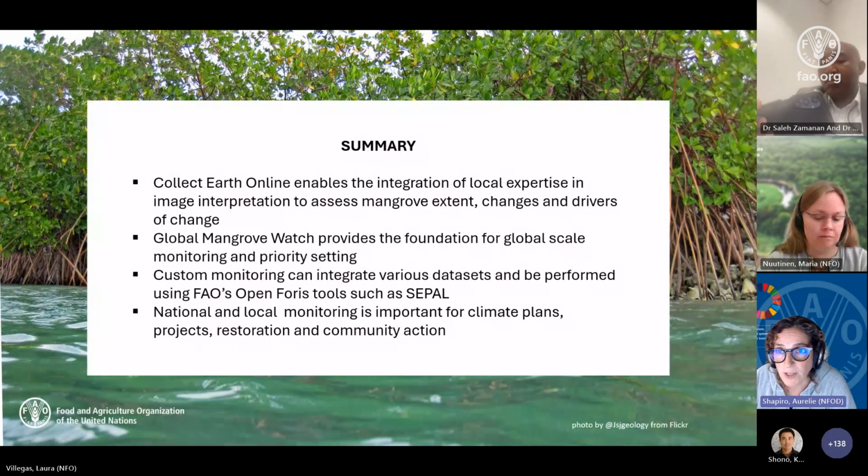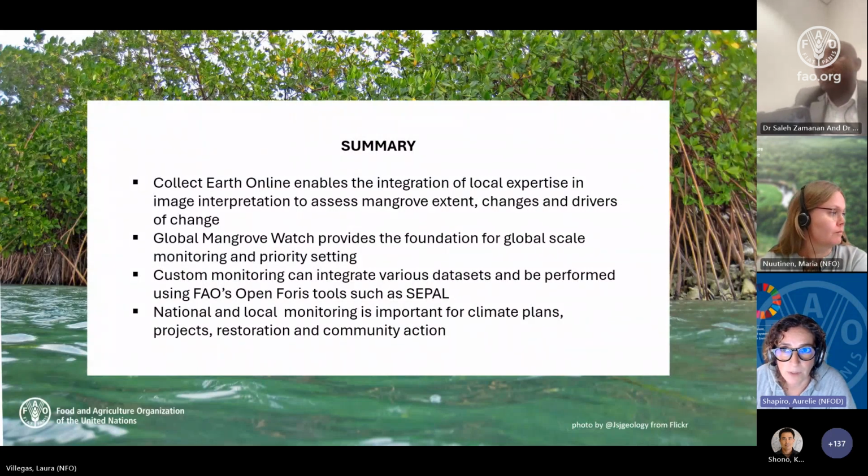Then Global Mangrove Watch, presented by Pete Bunting, showed the foundation for global-scale, wall-to-wall, consistent monitoring over time, which lets us see where mangroves are being gained and lost all over the world. Building upon that, countries need their own custom monitoring that can integrate various data sets and sensors. That can be done using the open forest tools such as SEPAL, which is a free cloud platform for accessing and analyzing satellite imagery. I invite you to check it out online. There are lots of resources to get you started.